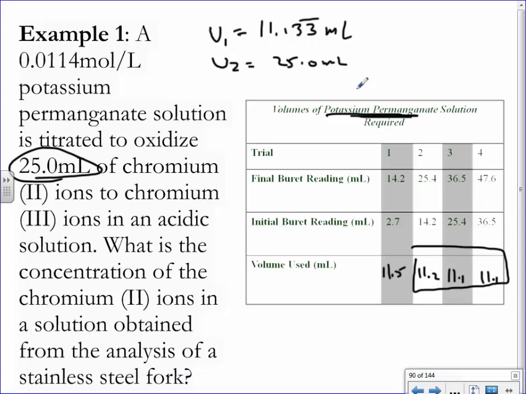9 times out of 10, if a student makes a mistake on this, they get the 2 volumes in the wrong spot. So I'm going to make sure right here that I'm very clear as to which one is which. The 11.13 is of my MnO4, and my 25 milliliters is of my chromium 2+. Just make sure you're super clear as to which volume is which, because you don't want to mess that part up.